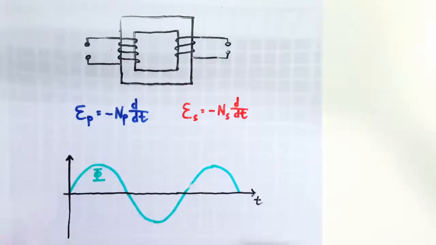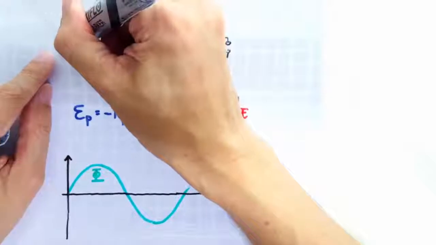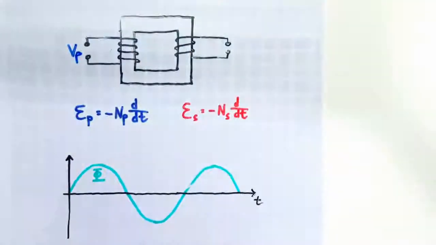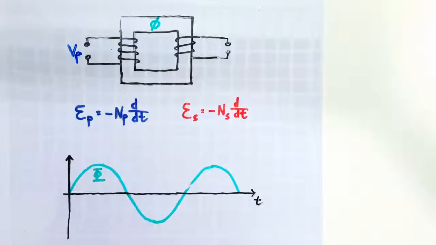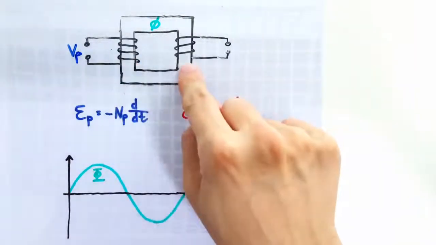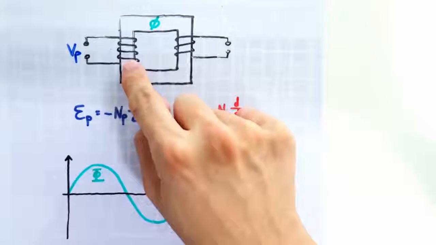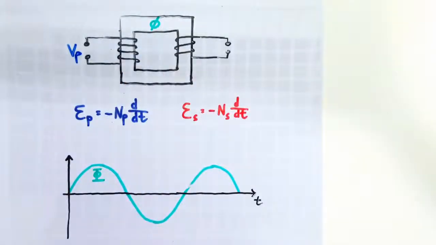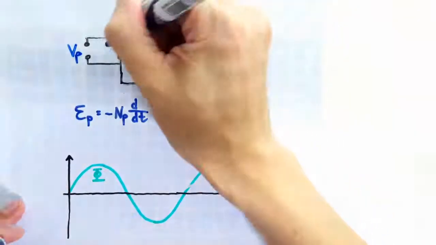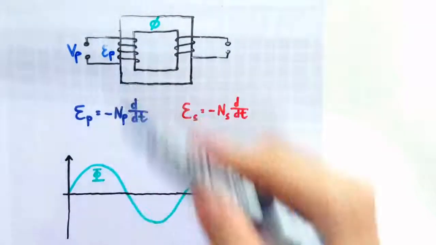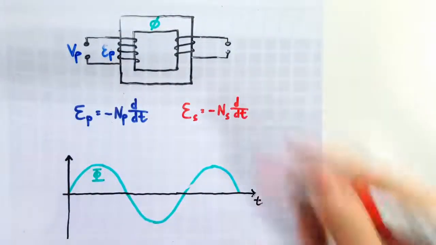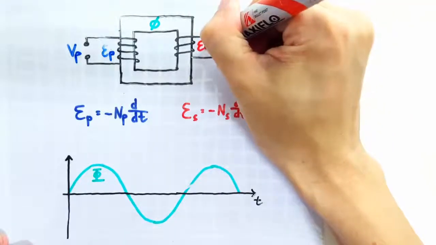So in a transformer, we apply a sinusoidal voltage to the primary coil. This will produce a sinusoidal magnetic flux in the iron core. So both the primary and secondary coils will be experiencing a changing magnetic flux linkage. Therefore, there's going to be induced EMFs in both the primary and secondary coil. So there's the induced EMF in the primary coil, EP. And there's the induced EMF in the secondary coil called ES.